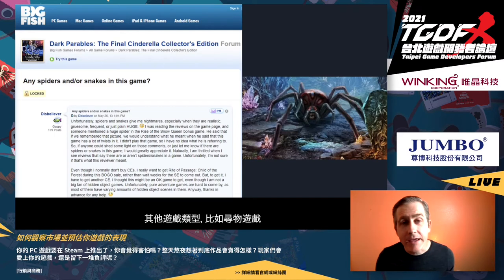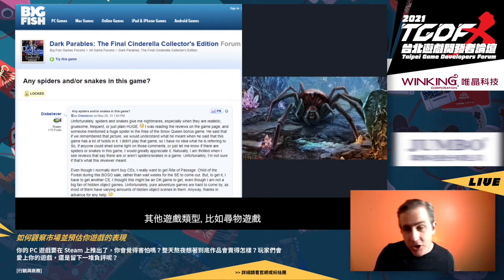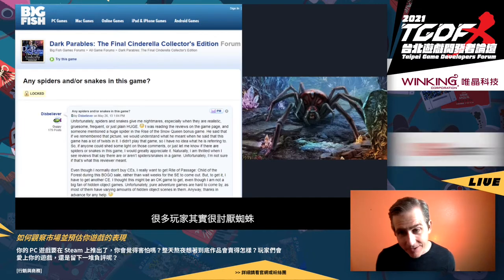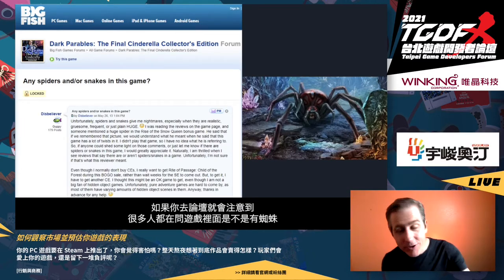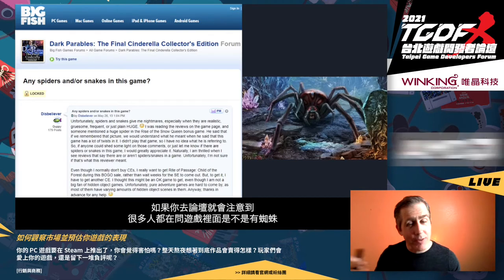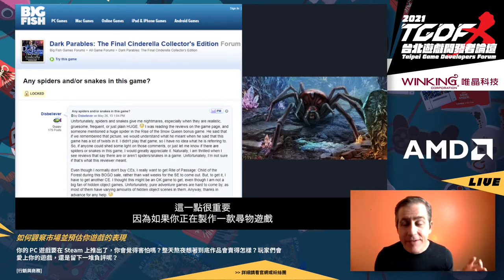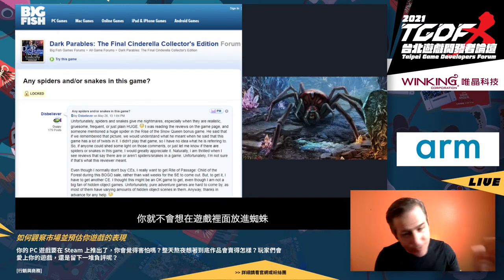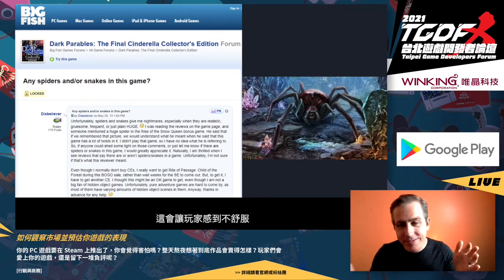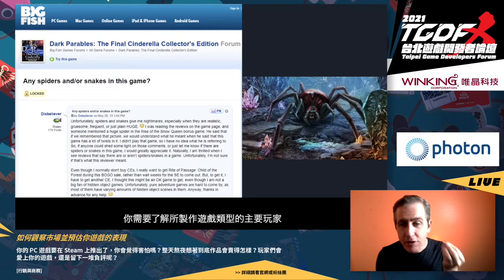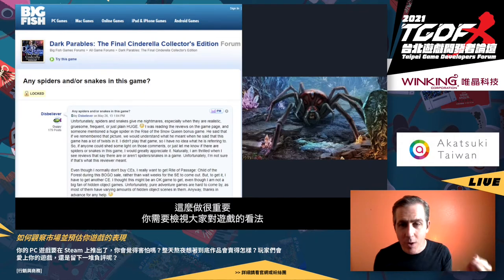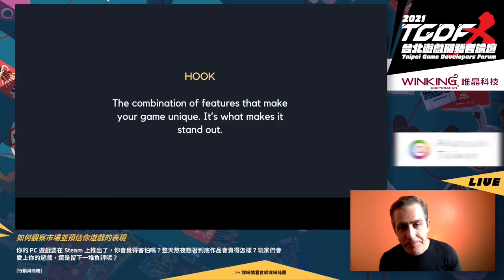Other genres, like hidden object games, a lot of the players really hate spiders. And you'll notice that if you go to forums, a lot of people are asking whether the games have spiders in them. This is an important thing to know because if you're making a hidden object game, you don't want to put spiders in your game. It makes the players uncomfortable. You need to understand the player base for the genre you're making. It is important to do that, and you need to review what people are saying about the game.